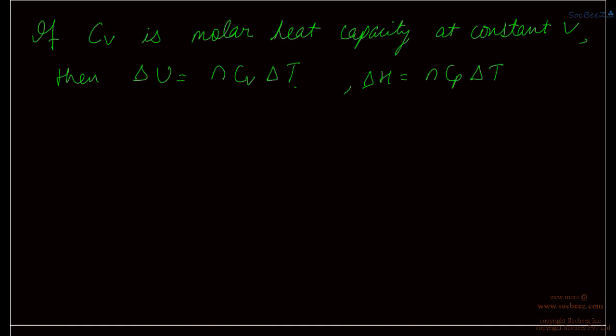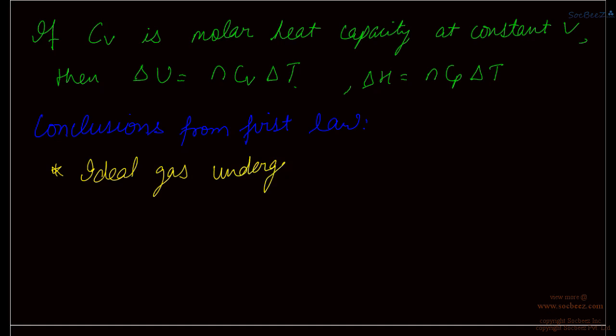Now let's study the conclusions that have been derived from the first law. There are a few conclusions that we have come across after the introduction of the first law, and some of them are that suppose there is a case of an ideal gas undergoing an isothermal process.